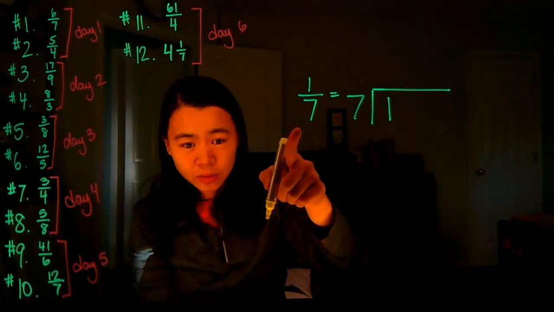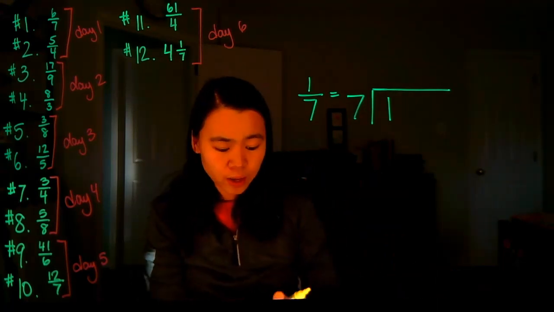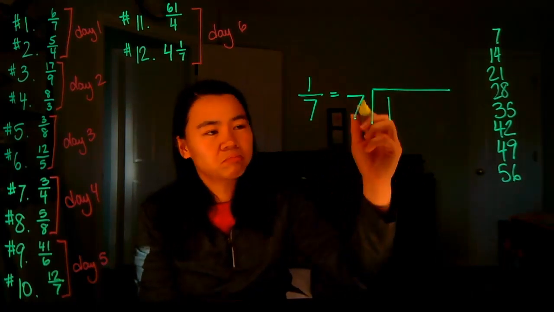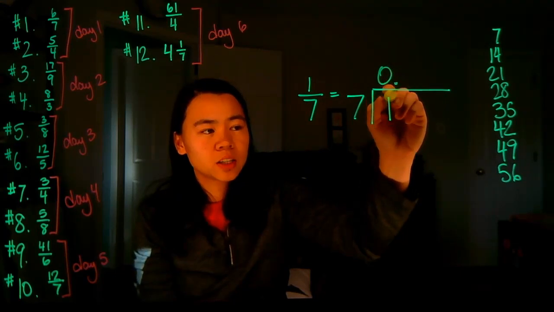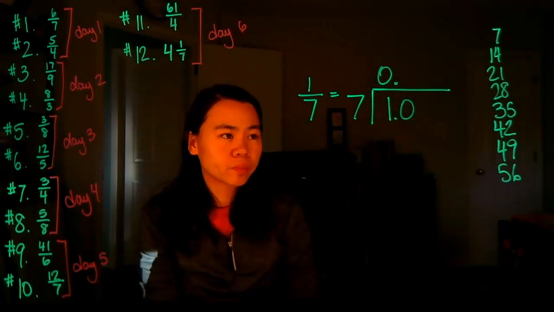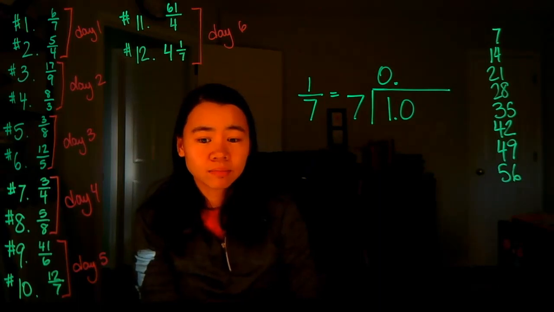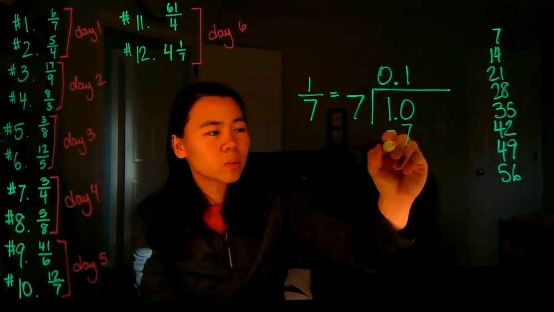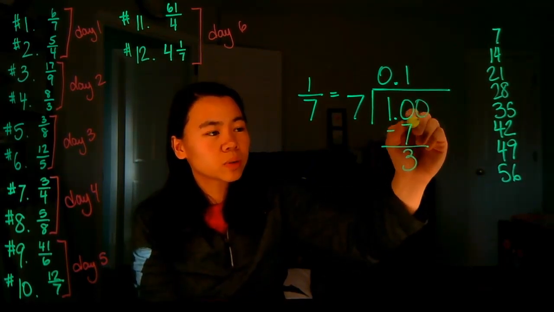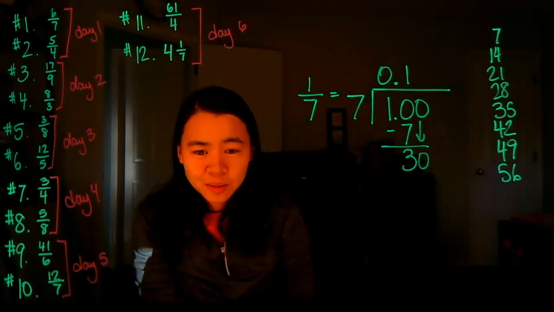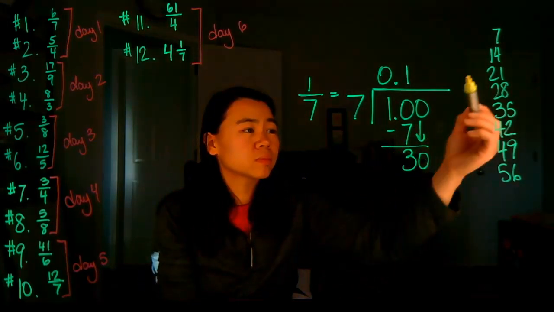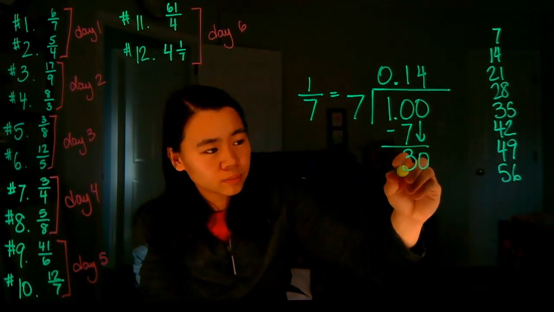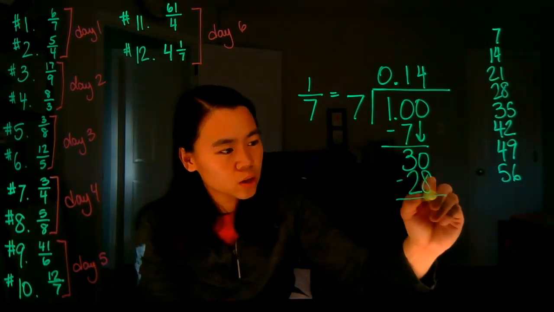This is 1 divided by 7, so we're going to list our multiples of 7. I'll go ahead and do that. Okay, there we go. Can 7 go into 1? Can't. We're going to add our decimal and then add our invisible 0 here. How many times can 7 go into 10? 1 time. 7 times 1 is 7. When we subtract, we get 3. We're going to bring down another invisible 0. How many times can 7 go into 30? 4 times. 4 times 7 is 28. We subtract, we get 2.